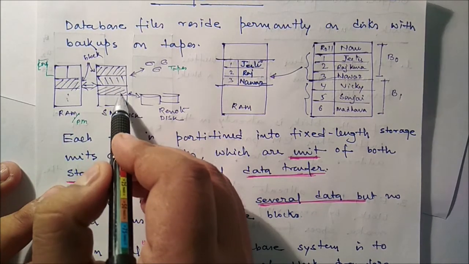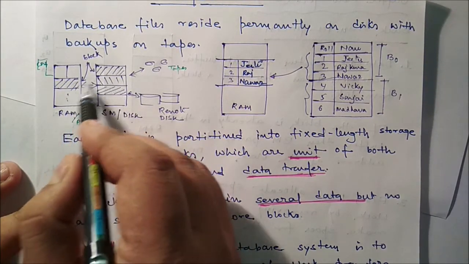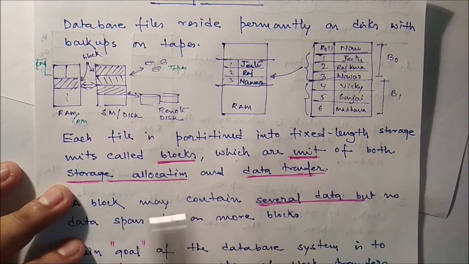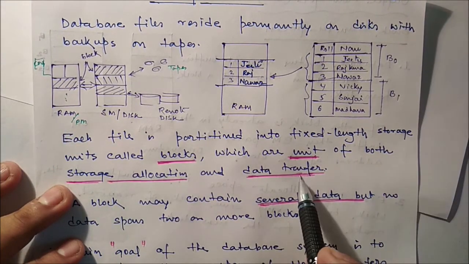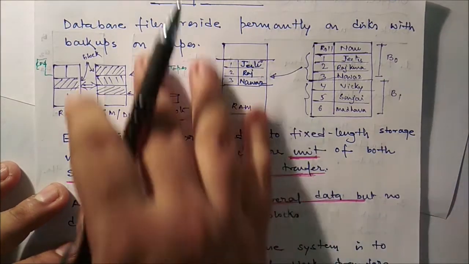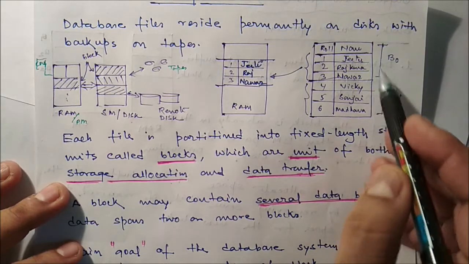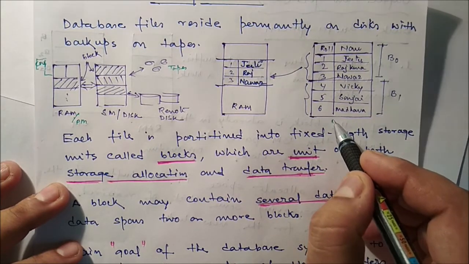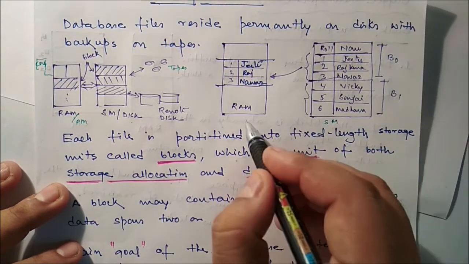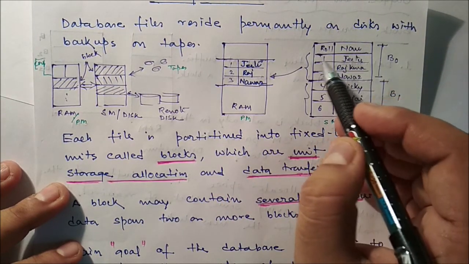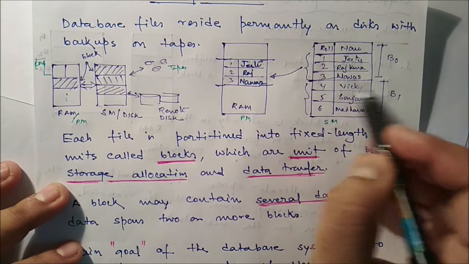Here three blocks are there. This is one block, which is the unit of both storage allocation and data transfer. So we use it for storage allocation. Suppose this is stored in the hard disk, in the secondary memory, and this is our primary memory. Here the data is stored block by block. So this is our block 0, block 1.